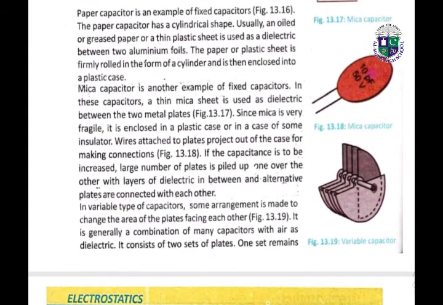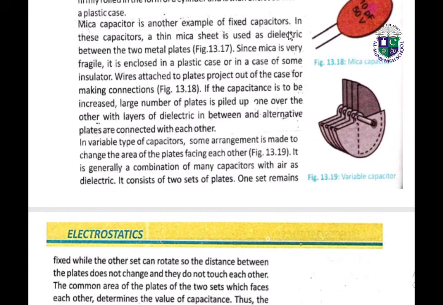Next, we have the mica capacitor, another example of fixed capacitors. In these capacitors, a thin mica sheet is used as dielectric between two metal plates, as shown in figure 13.17. Since mica is very fragile, it is enclosed in a plastic case or in a case of some insulator. Wires attached to the plates project out of the case for making connections. Figure 13.18 shows that if the capacitance is to be increased, a large number of plates are piled up one over the other with layers of dielectric in between.